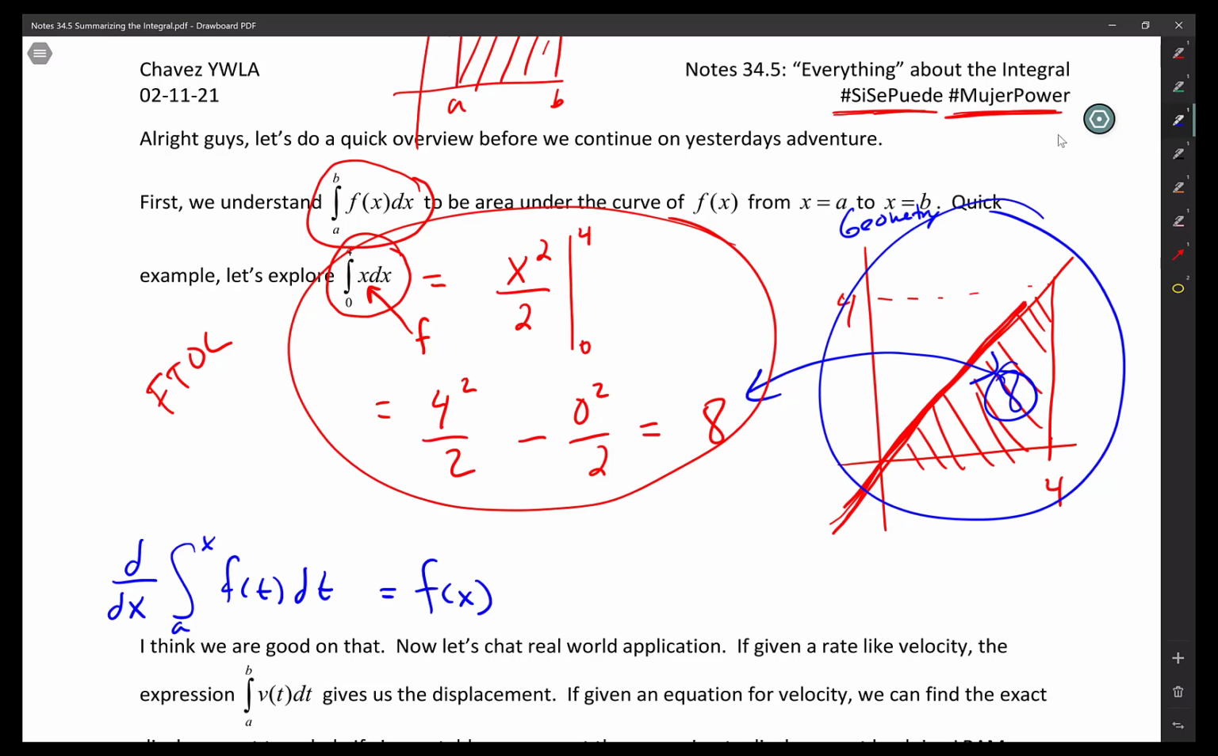When we took the derivative of the integral, we got f of x. I think this is the one that we proved. And because we proved that one, then it shows that the integral must mean antiderivative. Does that make sense to you guys?